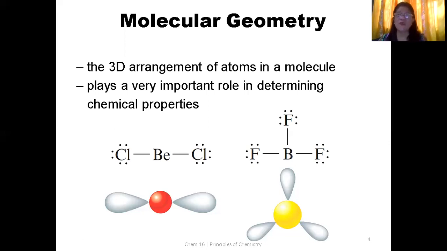This plays a very important role in determining the chemical properties. How will we know if it will form a hydrogen bond? Of course, from the molecular geometry. Be sure that you know how to draw the Lewis structure, the one we discussed in representing molecules, because this is interconnected. After the representation of molecules, this will follow.